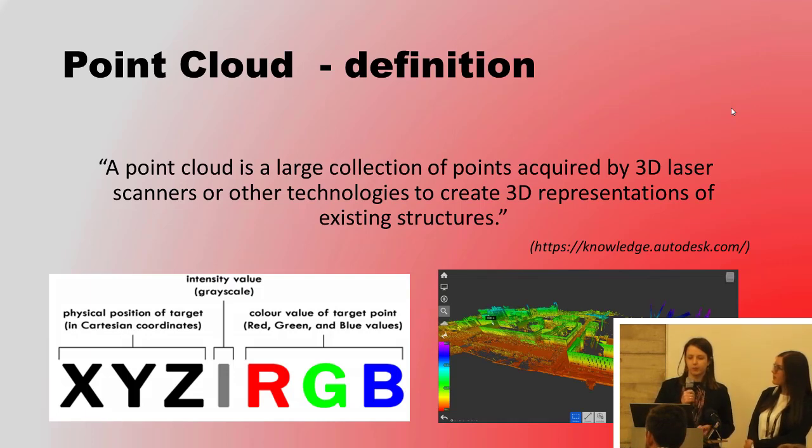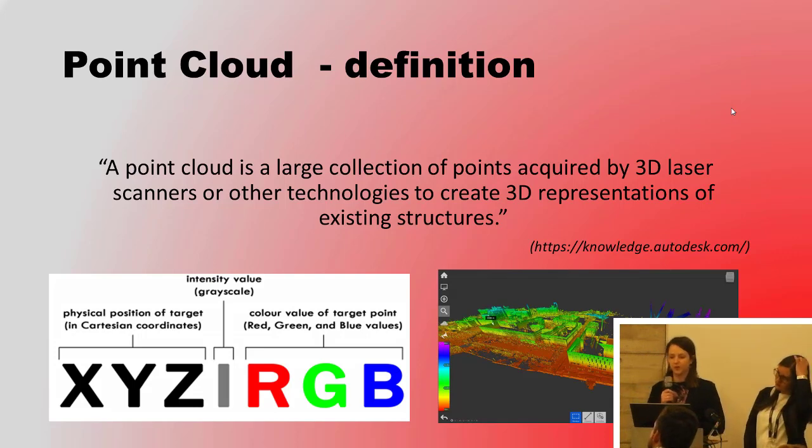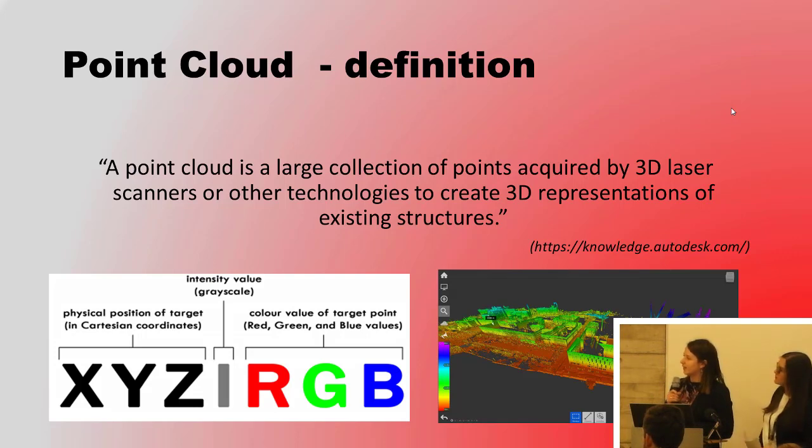So let's start with the point cloud definition. A point cloud is a large collection of points acquired by 3D laser scanners or other technologies to create a 3D representation of existing structures. Basically, the point cloud file is created from XYZ coordinates, intensity values, and RGB values if we collect them on site by taking pictures. Next to the picture is an example of the point cloud.